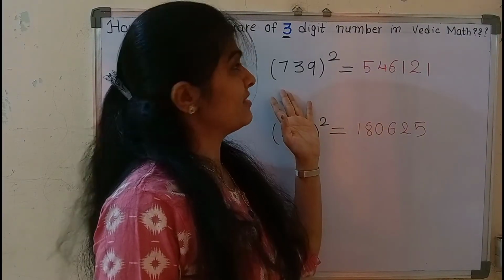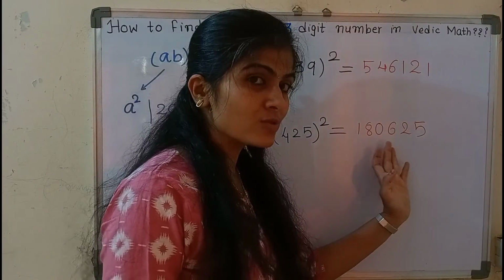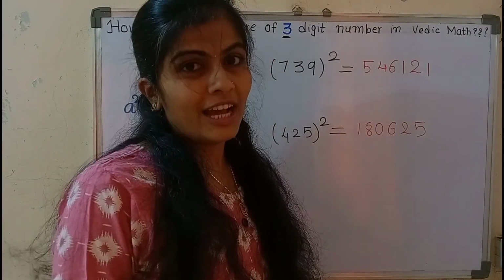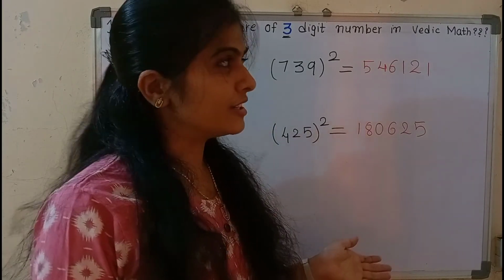Hi friends, answers are 546121, which is square of 739, and square of 425 is 180625. I wish you got the correct answers. You can verify it with a calculator.